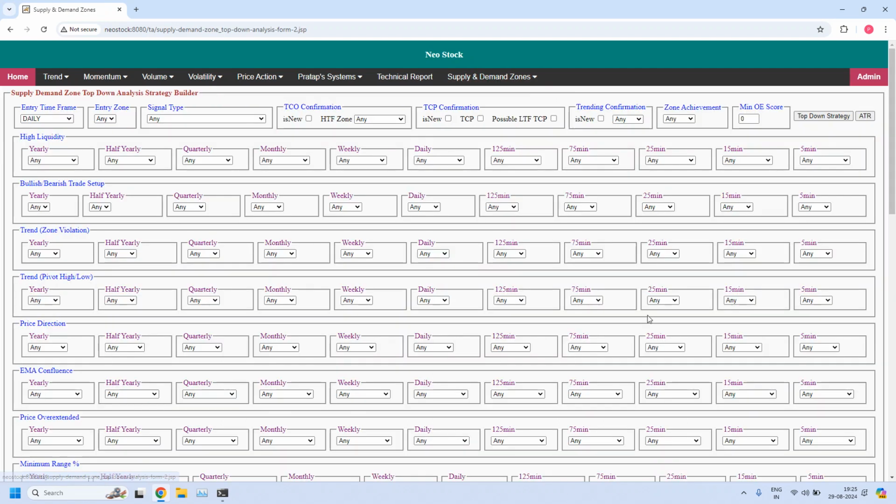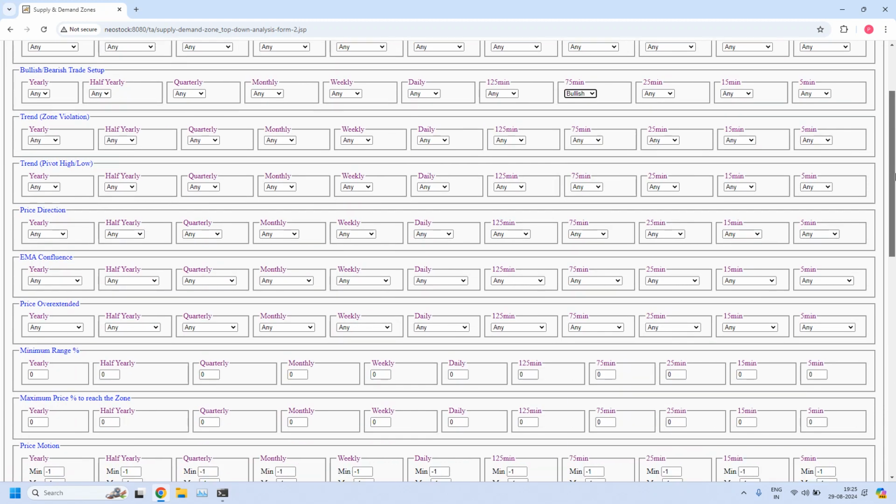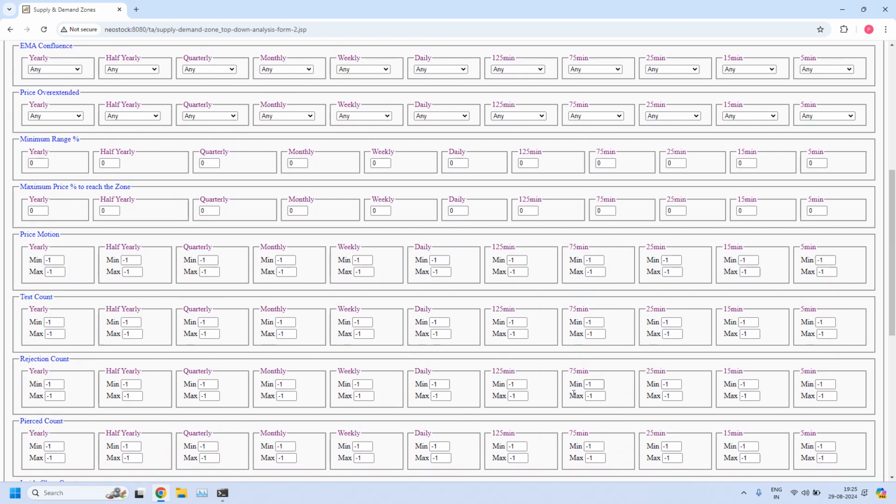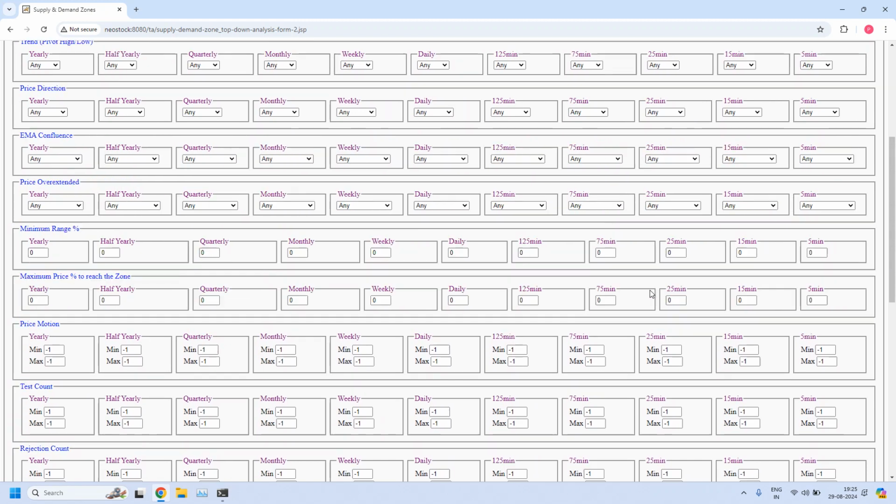So the next report we go for bullish trade setup for weekly income trade. In weekly income trade, entry time frame is 75 minutes. Entry zone is a demand zone. In bullish or bearish trade setup at 75 minutes, selecting bullish. This 75 minutes demand zone should not be pierced. So in the pierced count at 75 minutes time frame, minimum value 0, maximum value is set 0.